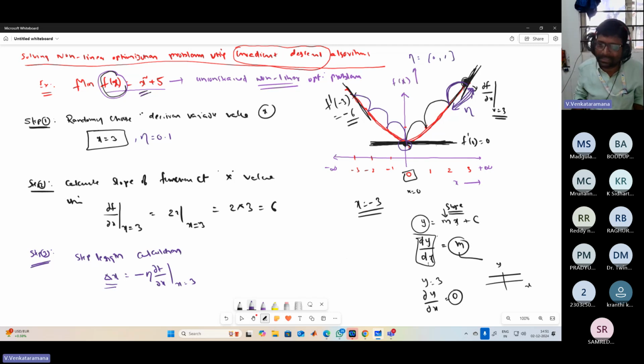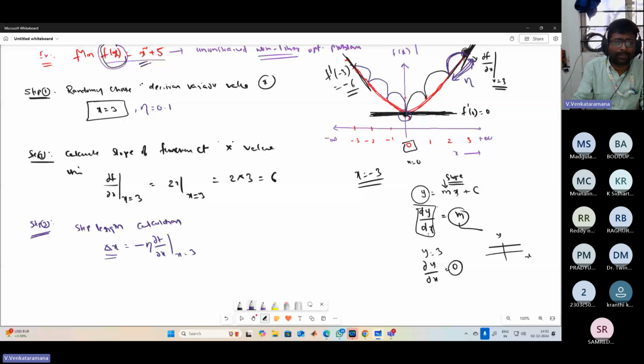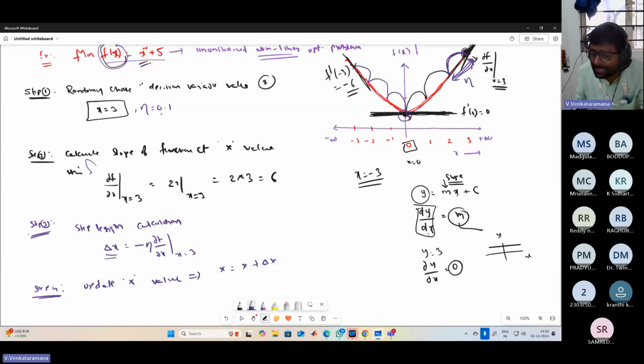Hope you understand. Once you calculate the step length value, the next step is step 4, which is to update the x value, your decision variable. How do we update it? x equals x plus delta x. The initial x value is 3 plus the delta x value coming from here. Considering eta equal to 0.1, delta x equals minus 0.1 into dou f by dou x at x equal to 3, which is 6. So that's equal to minus 0.6.